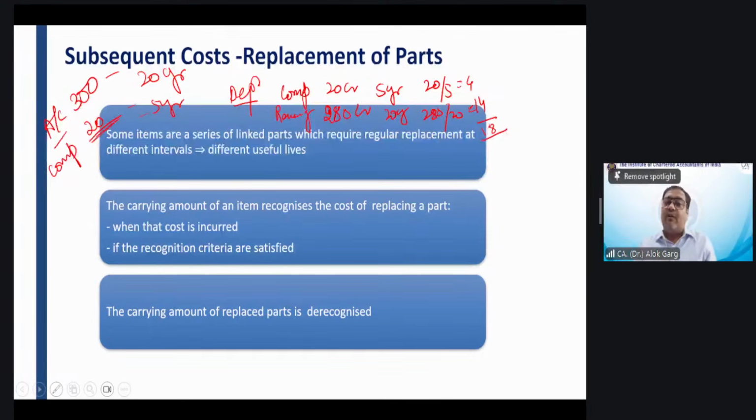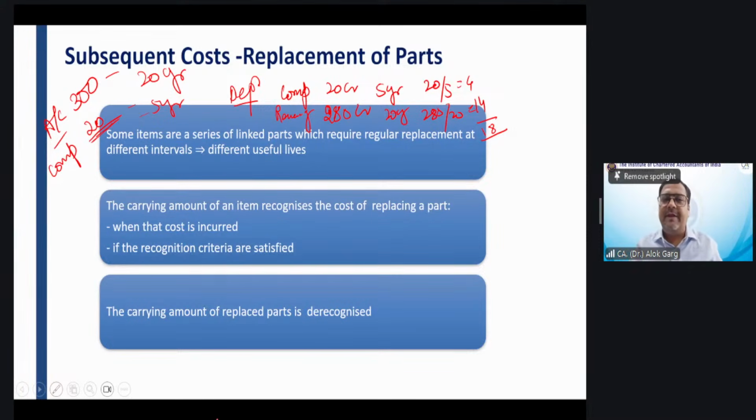Ravinder, what happened with this component at the end of 5 years? इस component की WDV क्या होगी रविंदर? What will be the WDV of this component after 5 years? It will be zero, nil, zero. And Ravinder, automatically it becomes zero. And what you have done? You have made this component zero. Now you are adding a new component. Again, you will depreciate the new component over the 5-year life. Guys, have you understood or not understood?